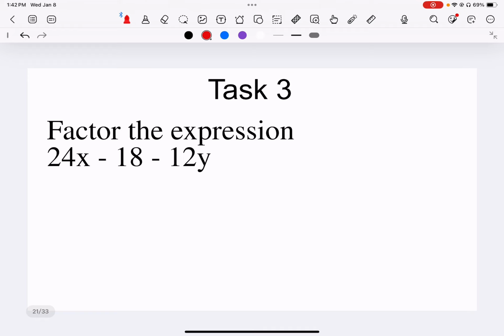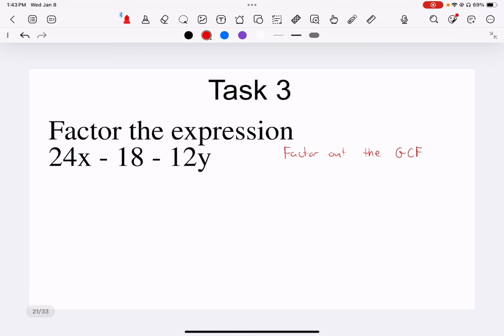Now we have to factor the expression without having what's inside the parentheses. When we're factoring the expression, we're always going to factor out the GCF, or the greatest common factor. So I have to find the greatest common factor between 24, 18, and 12. My GCF there is going to be 6. So the 6 is going to be the number outside my parentheses, and now I have to determine what goes inside the parentheses. In order to do that, I'm going to divide each term by my GCF.